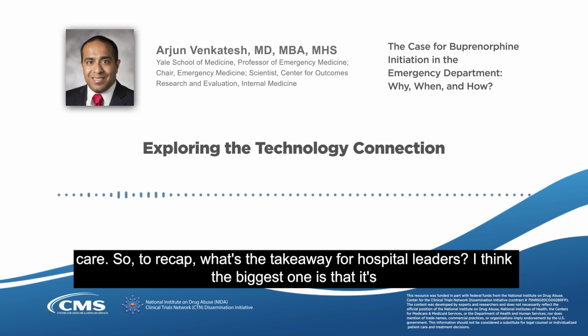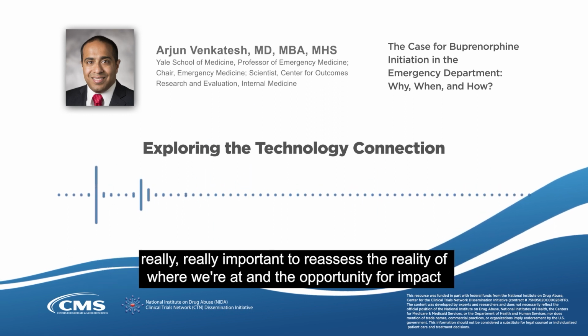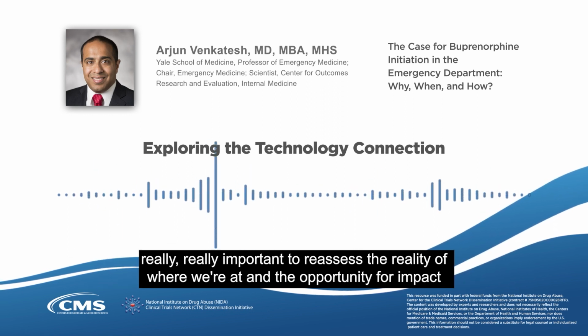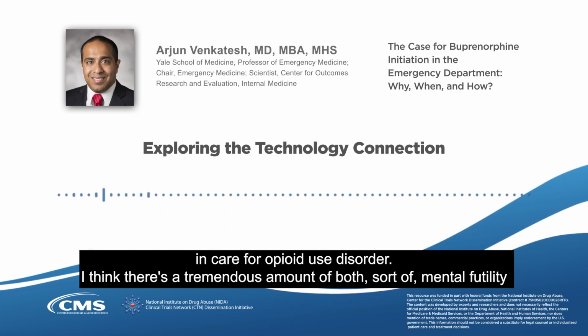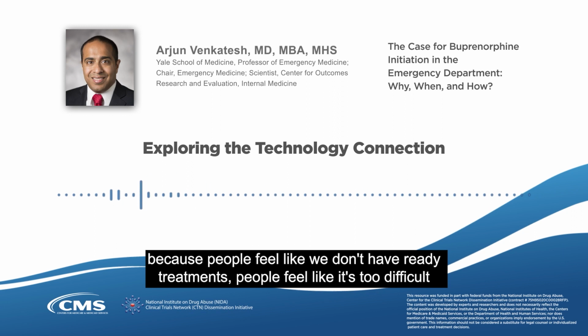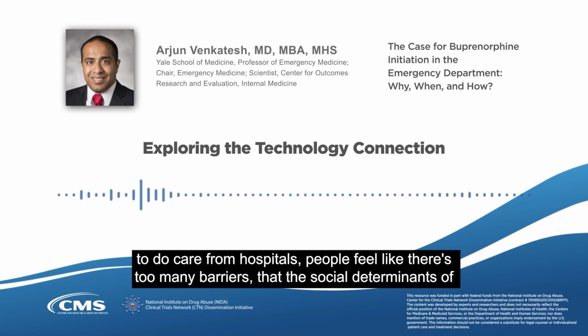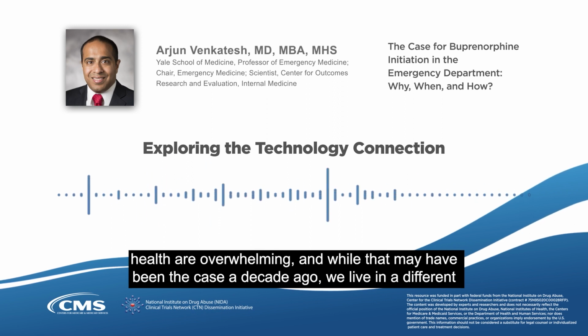So to recap, what's the takeaway for hospital leaders? I think the biggest one is that it's really, really important to reassess the reality of where we're at and the opportunity for impact in care for opioid use disorder. I think there's a tremendous amount of mental futility because people feel like we don't have ready treatments. People feel like it's too difficult to do care from hospitals. People feel like there's too many barriers, that the social determinants of health are overwhelming. And while that may have been the case a decade ago, we live in a different world today.